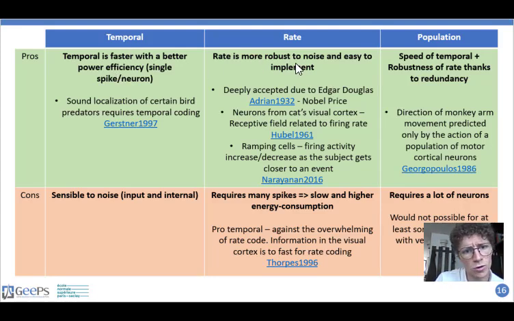Rate code is more robust to noise, and it's also easy to implement, but it requires a lot of spikes, so it's slower, and it also has a higher energy consumption. And population code, because you can do a mix of rate code and temporal code, has the speed of temporal code and the robustness of rate code thanks to redundancy, but it requires a lot of neurons, and so it has a high energy consumption.